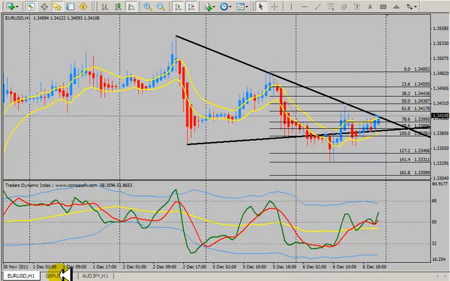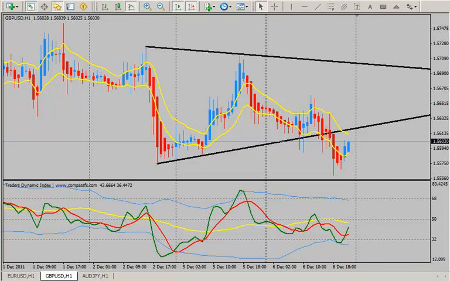Let's take a look at the pound dollar. In this case today, we had a break below the wedge. And this one's a little bit more symmetrical. It's kind of in the middle here.